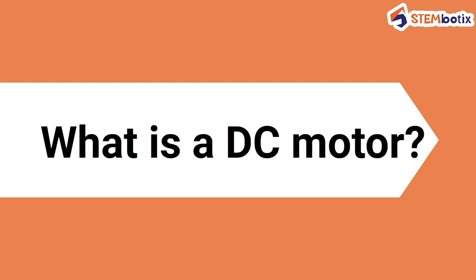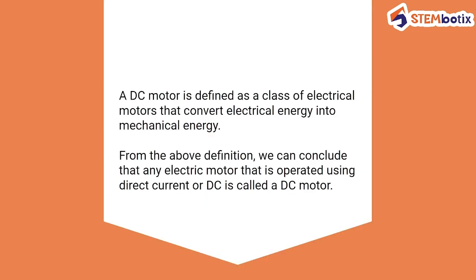Now, first, let us see what is a DC motor. A DC motor is defined as a class of electrical motors that convert electric energy into mechanical energy. So, a motor stands for converting electrical energy into mechanical energy. From the above definition, we can conclude that any electric motor that is operated using direct current, or DC, is called a DC motor. So, any electric motor which operates on direct current is known as a DC motor.